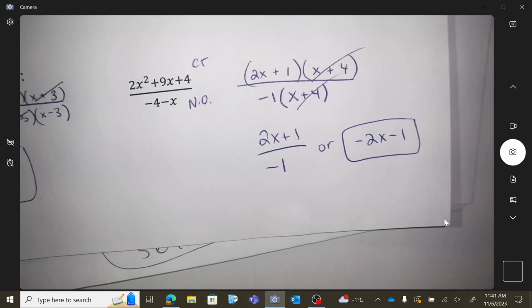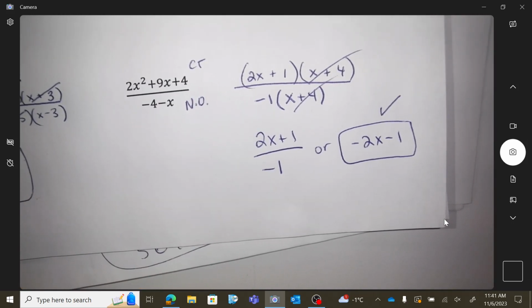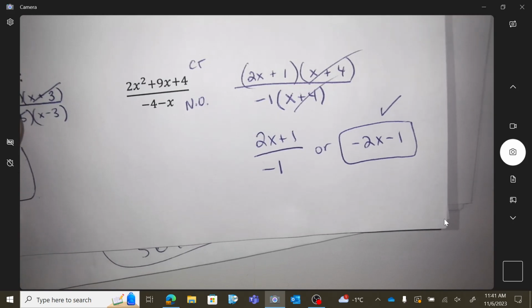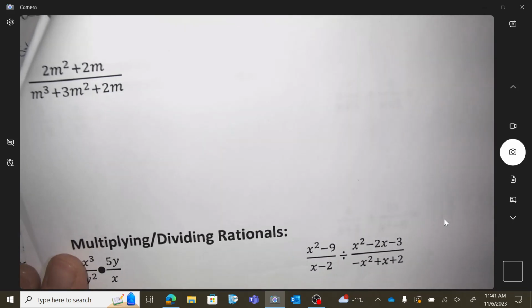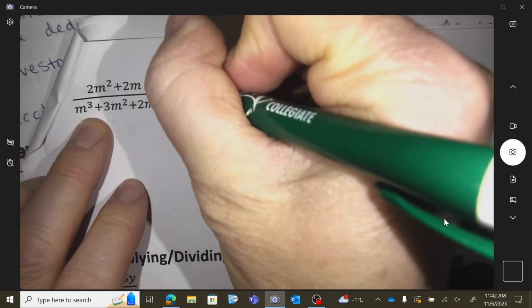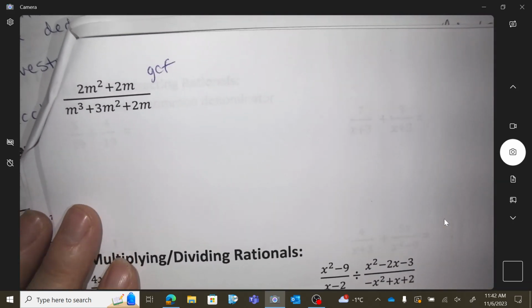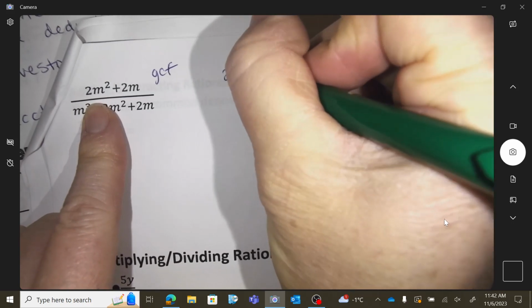I would give both people on a test like this full points, but this is a little more sophisticated thinking about what's happening, but it's all good either way. Okay. Recognize your factoring. What do you got on the top? GCF it. Give me a GCF out of that. 2M bracket.